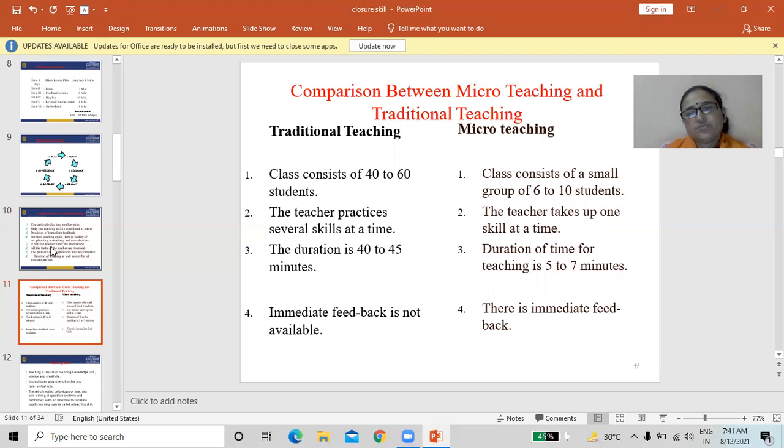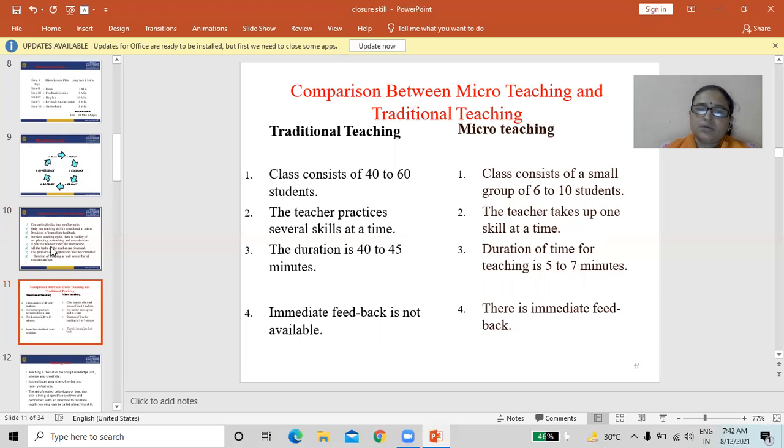The duration. In micro teaching, the teacher takes up one skill at a time. The duration in traditional teaching is generally 40 to 45 minutes, but in micro teaching, the duration of the teaching is 5 to 7 minutes.